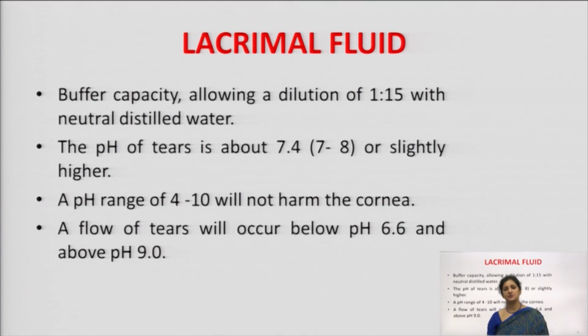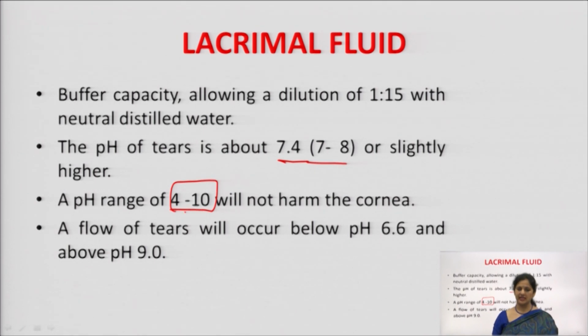Lacrimal fluid, which is present in our eyes, also acts as a very good buffer. It has a buffer capacity allowing a dilution of 1:15 with neutralized distilled water. The pH of tears is about 7.4. The range is 7 to 8 or slightly higher. A pH range of 4 to 10 will not harm the cornea of the eye. A flow of tears will occur below pH 6.6 and above pH 9.0.